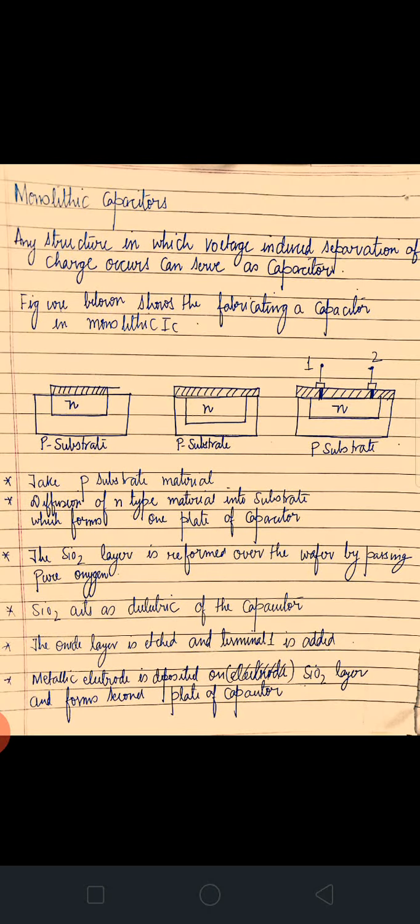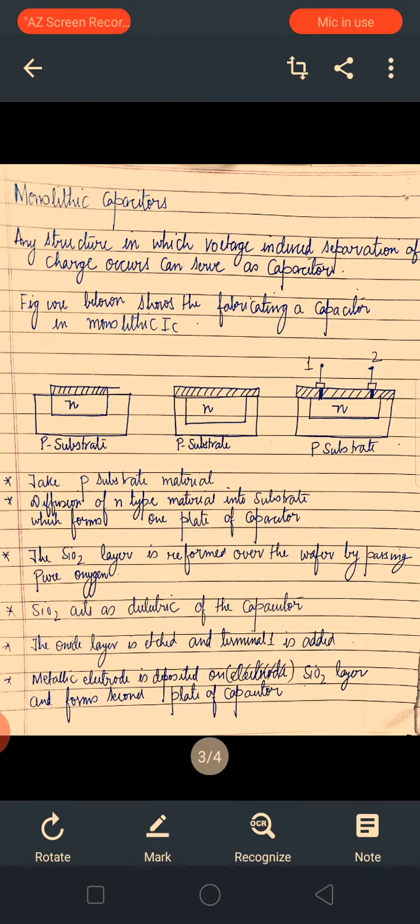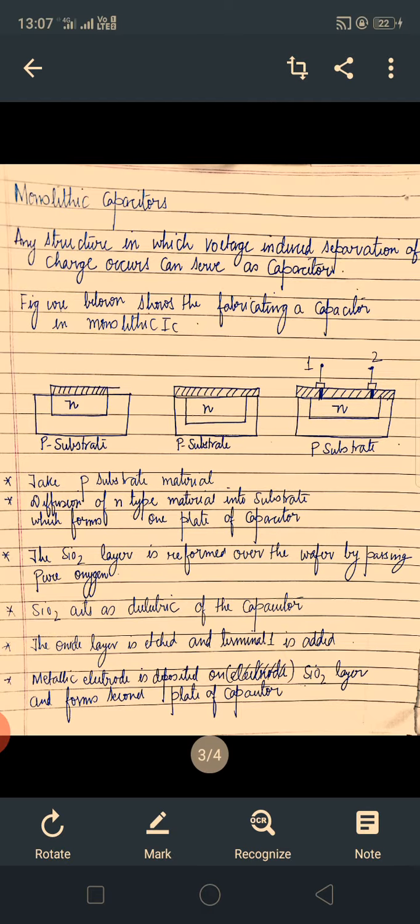Now, when we fabricate it, we have to follow certain steps in the process of fabrication. First, we have to take a P substrate material, as shown in the first diagram, figure 1, where I have taken a P substrate material. Then after taking the P substrate material, we go through the etching process and the diffusion of the N-type material into the substrate, which forms one plate of the capacitor. In the first diagram, we have seen that there is a P substrate material, which is then diffused with the N-type material, forming one plate of the capacitor.